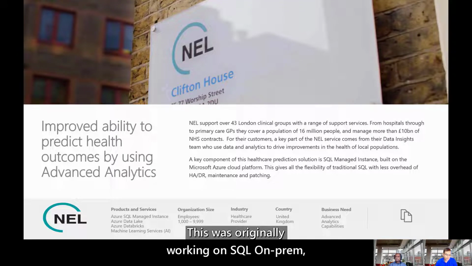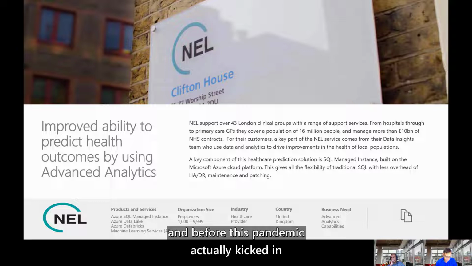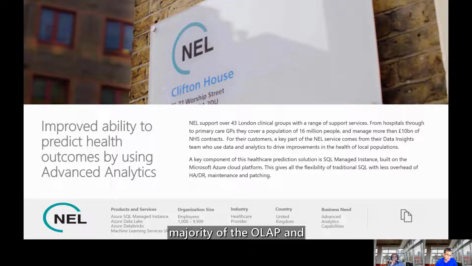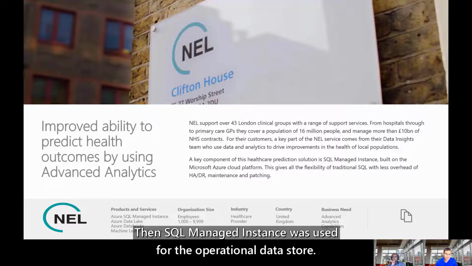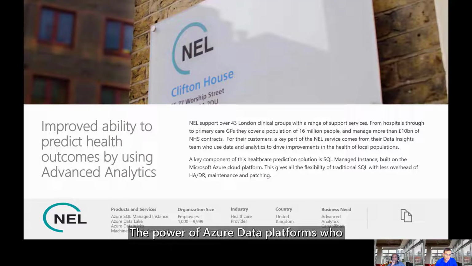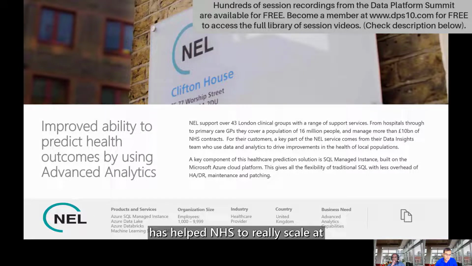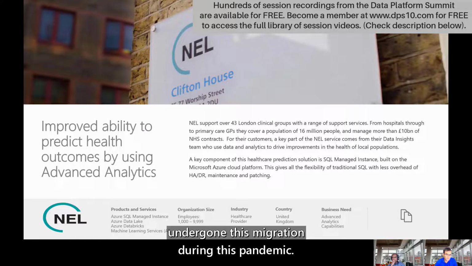And this was originally working on SQL on-prem. Before this pandemic actually kicked in, NHS had already undergone a modernization from SQL to SQL managed instance, and the majority of their OLAP and data warehouse activities were switched to data lake and Databricks. Okay, and then SQL managed instance was used for the operational data store. The power of Azure data platforms truly helped them enable a very scalable Lambda model on Azure, and has truly helped NHS scale at a level that they would not have been able to achieve if they had not undergone this migration during this pandemic, right?